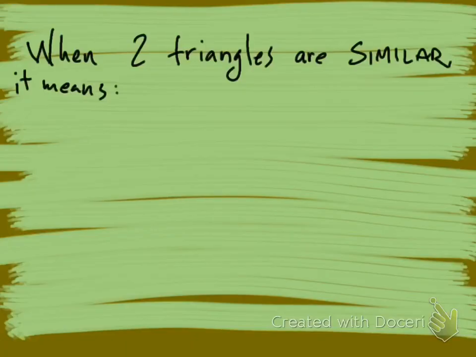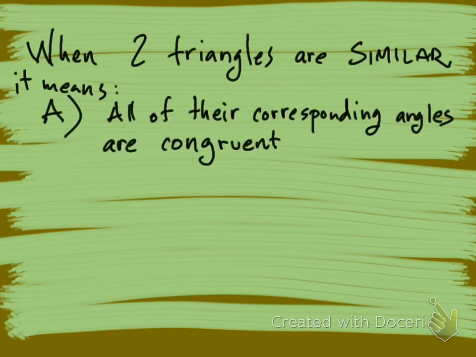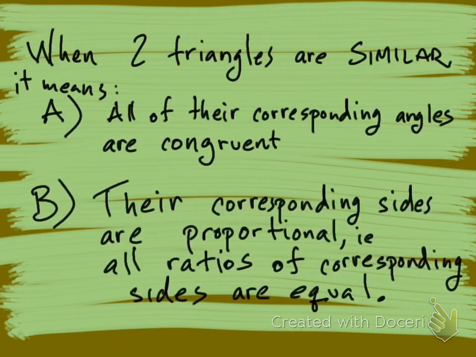Okay, so just as a quick reminder, when two triangles are similar, it means 2 things. Number 1, that all of their corresponding angles are congruent, and number 2, that their corresponding sides are proportional. Another way to say that is that all the ratios of corresponding sides are equal. And you could also say that all 3 pairs of corresponding sides have the same scale factor. That's 3 different ways to say kind of the same thing.